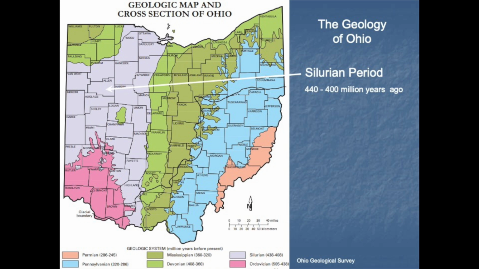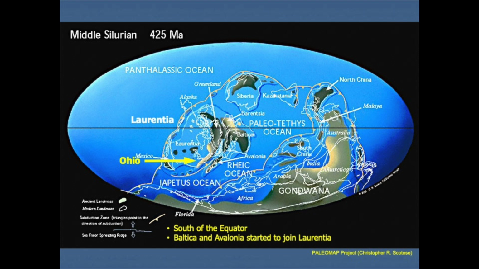Okay, so that's the Ordovician, ancient times. Very different ocean than what we would find today. Let's go on to the Silurian now. Silurian, 400 to 440 million years ago. Still a long way ago. And here's what the Earth looked like then.